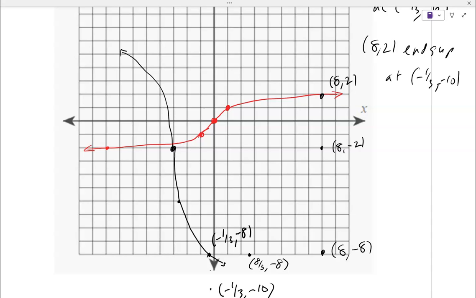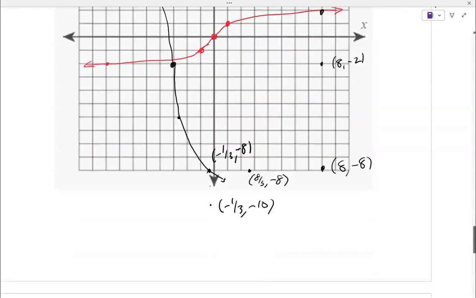What questions do you have? Like I said, one of the reasons why I wanted to focus on tracking those points is because, in WebAssign, it's going to ask you to do that. Being able to follow along with the transformations and figure out where the points end up. There's a couple of problems like that on WebAssign. What questions do you have?